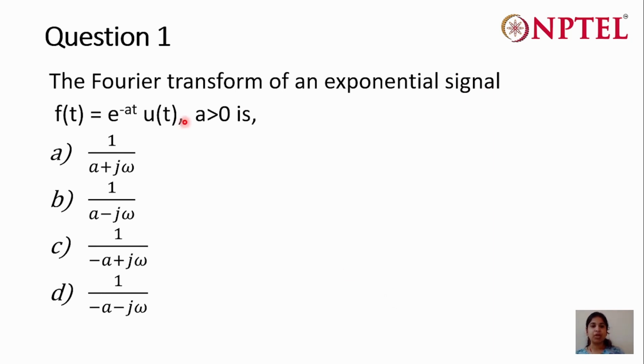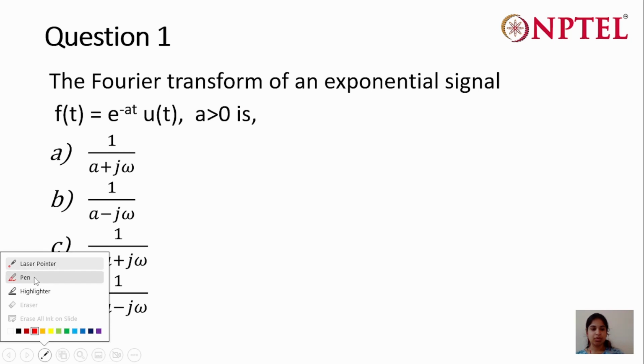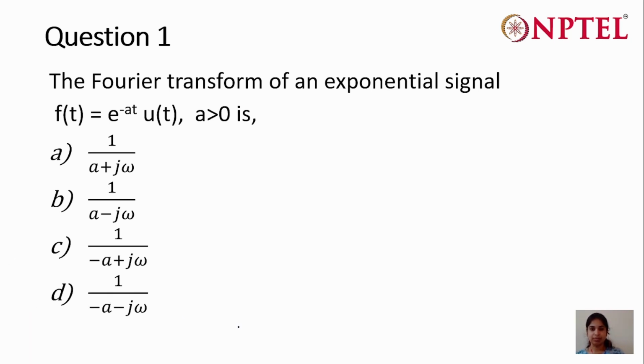First question: the Fourier transform of an exponential signal f of t equal to e power minus at u of t, where a greater than 0, is dash. So you're finding the Fourier transform of e power minus at u of t where your a is greater than 0. Please attempt the question and tell the answer.